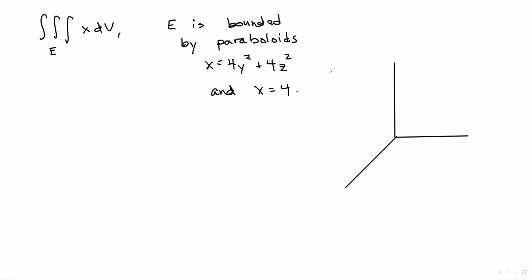All right, so if we were going to go through and sketch this, by the paraboloid and that. Okay, so anyway, x equals 4y squared plus 4z squared. So that's a paraboloid. It's opening in the x direction. So it looks something like that. All right, and that's our paraboloid, and then x equals 4 is just a plane.